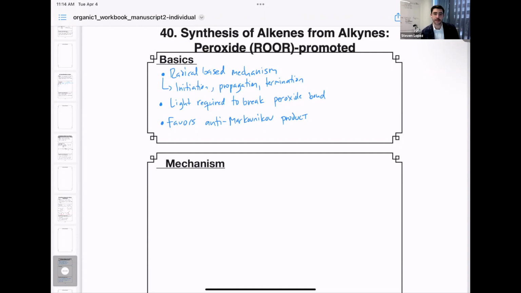Today, we're going to be talking about the synthesis of alkenes from alkynes, specifically the peroxide-promoted reaction to add halides onto alkynes to produce vinyl halides. So this reaction is radical-based. That means we're going to have an initiation, a propagation, and a termination step. We need light to actually start the reaction, to initiate the reaction, and break that peroxide bond, which we'll talk about in the mechanism in the next section. And if this is a terminal alkyne, it's going to favor the anti-Markovnikov product. So let's go through an example.